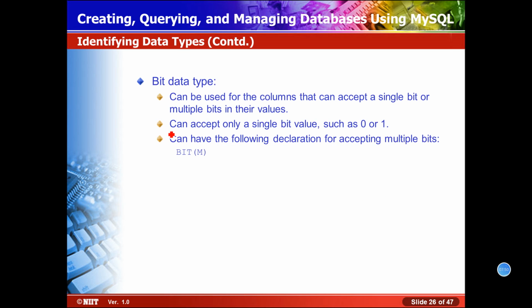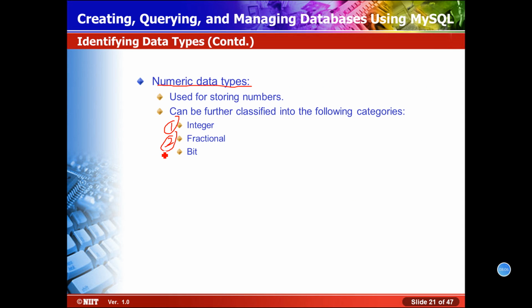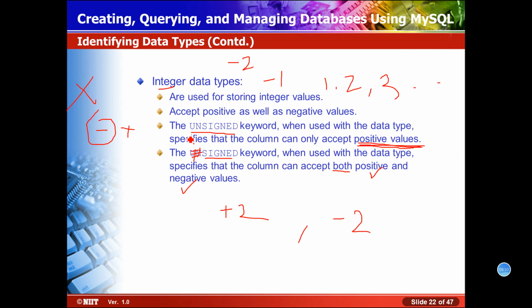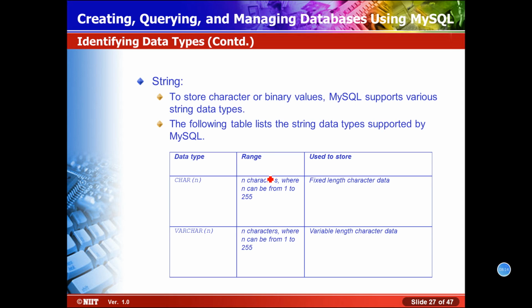Okay. Next is bit. Bit means you can store either 0 or 1, and this is a number, yes or no? So you can store 0 or 1. That's it. These are all the numeric data types. Am I clear with this part? I hope so. Let's move on to the next type of data type we can use in MySQL.